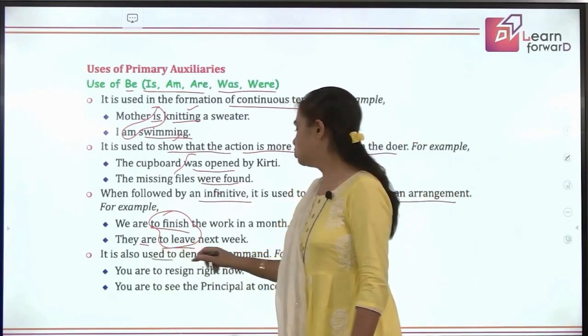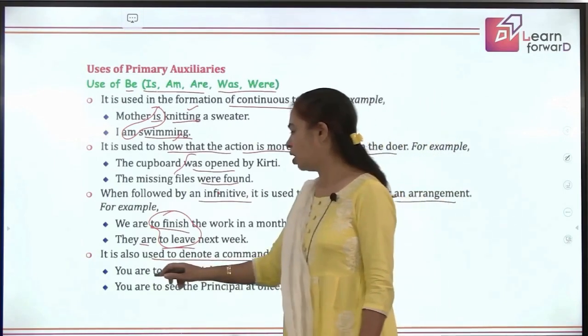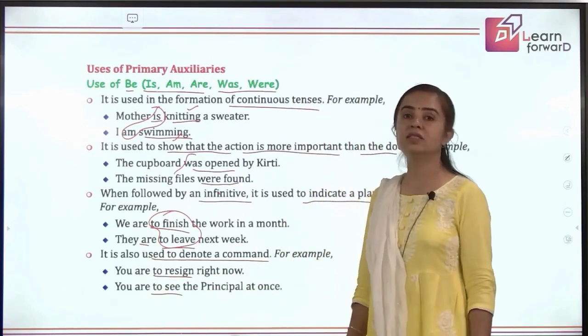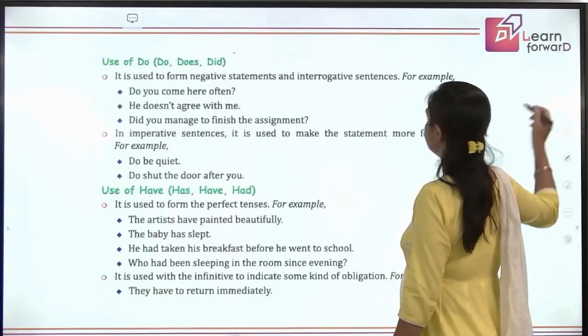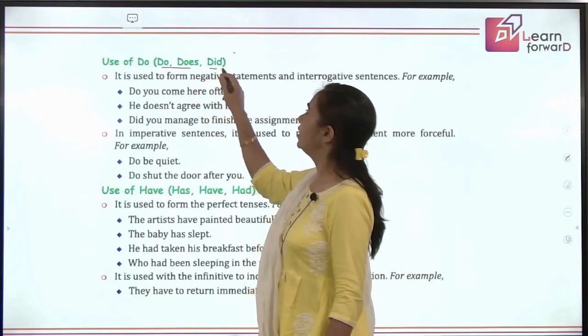It is also used to denote a command, like you are to resign right now. So it's a command. You are to see the principal at once. That means you have to immediately go. This is the order. Now the uses of do, the forms are do, does in present and did in past.